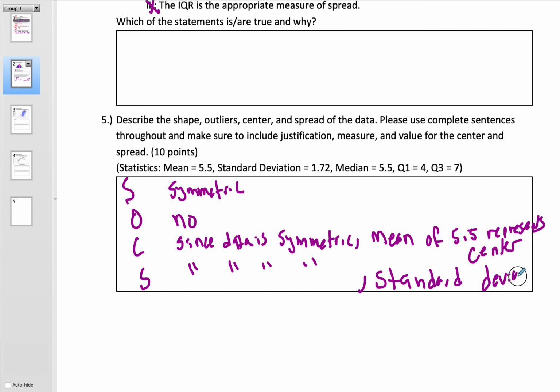Standard deviation of 1.72 represents the spread. And forgive my handwriting. Hopefully these explanations are making sense, folks.